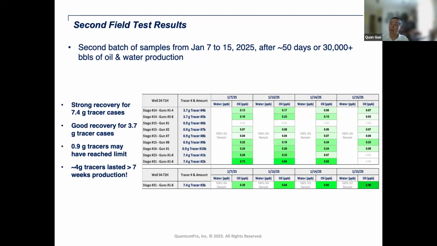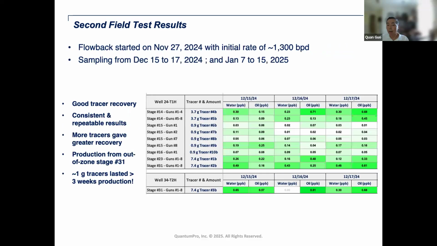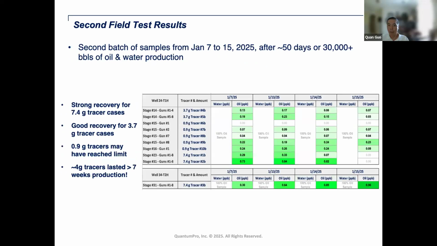to know how to relate that to production, we are conservative. From this result, we said that for the 1 gram tracer, for 3 weeks of production, there will be tracer production if there is production from that cluster. So that is the point I wanted to make. But you also see on the 3.7 gram, it lasted at least 7 weeks.